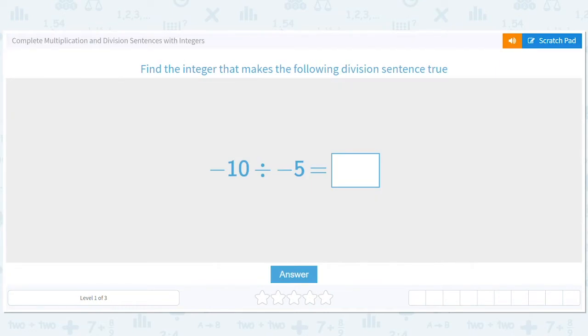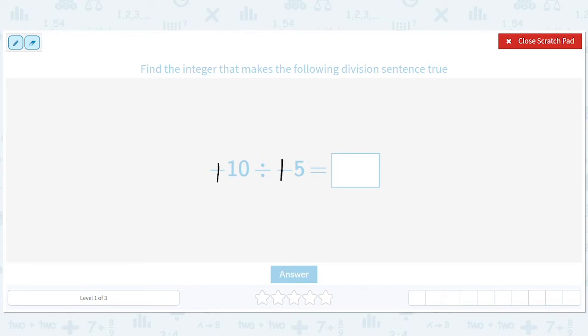So in this case, we just know these cancel out, and we're just doing 10 divided by 5, and we're happy. We just get 2.